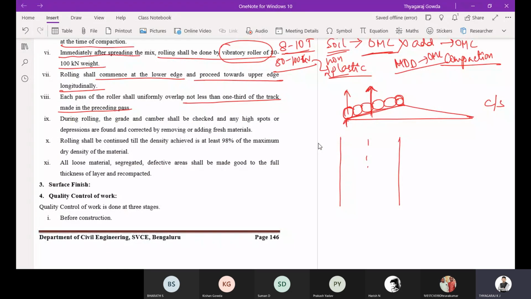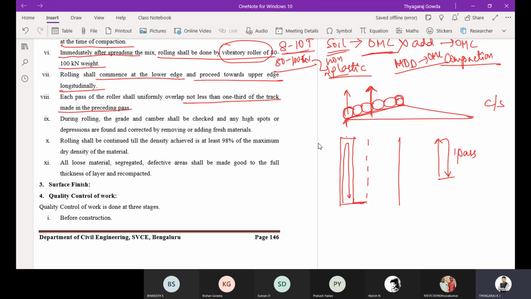I told you about the pass. Pass means, for example, this is the road. The roller will be moving like this. This is the rolling path. This is one pass they have made. The roller will be moving and coming back here. So the second pass will start here, right? One pass means going forward and coming back to the same point. This is one pass. Yes or no?